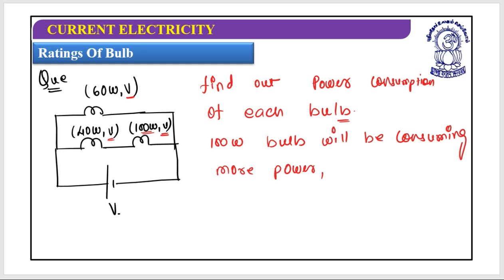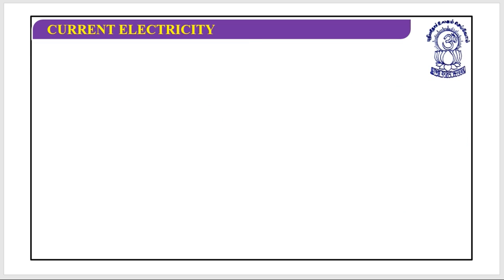And 60 and 40 would be next to them. So power of 100 will be greater than power of 60 volt, will be greater than power of 40 volt. I hope these things are clear. Is it clear? Great. Ready for the next question? Let's have a look.